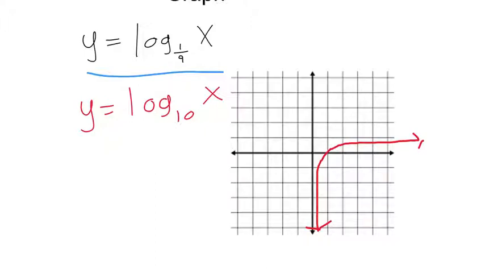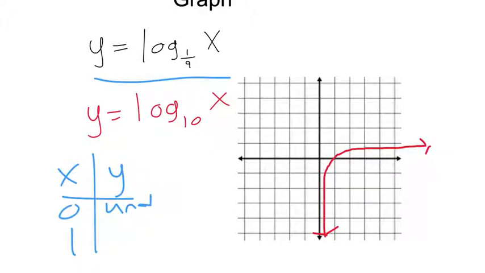To find out exactly where it goes, though, we should get some actual data values. If you were to plug in 0 into this function, it's undefined, because you can't take a logarithm of 0. A logarithm asks you what power do you need to raise 1/9 to make it be x. So what power do you need to raise 1/9 to make 0? That's undefined. It's impossible.